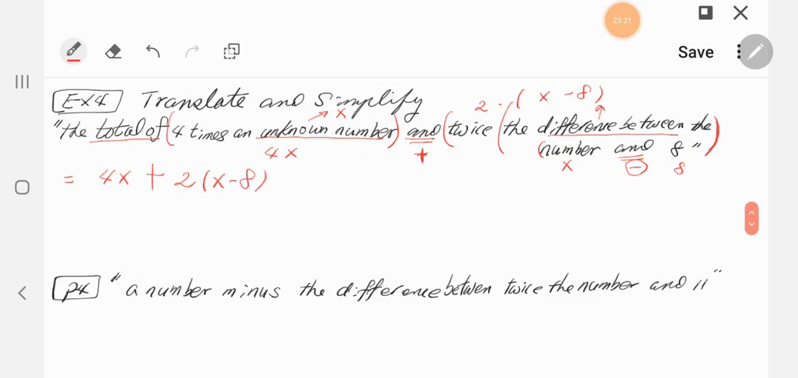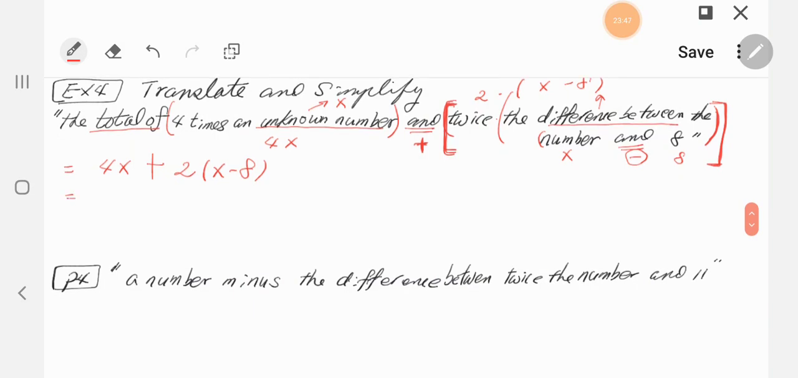Can you see it? So the main expression is addition. Addition of 2 parts. The first part and the second part. The second part is what? The second part is a product. Twice something, right? And 2 times something. And the something is also now a subtraction.